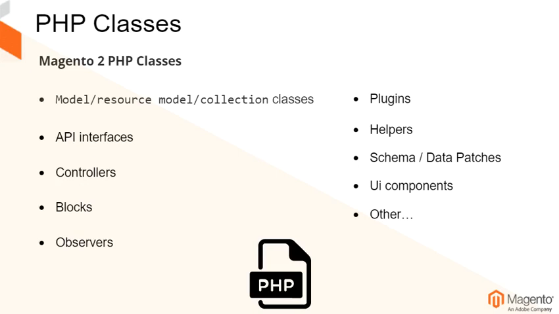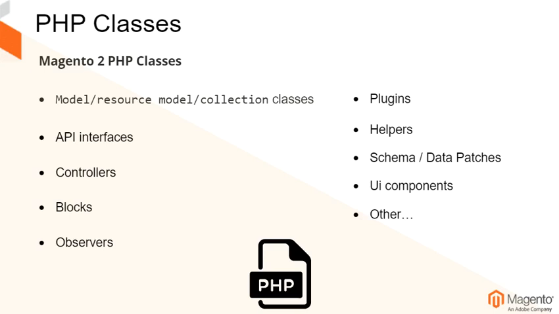This slide presents types of PHP classes in Magento 2. Model, Resource, Collection. These classes are used to interact with databases and to implement specific entity behavior, such as product or customer. Note that Magento 2 is moving away from using these classes to using API interfaces, but currently these classes are still an important part of Magento.